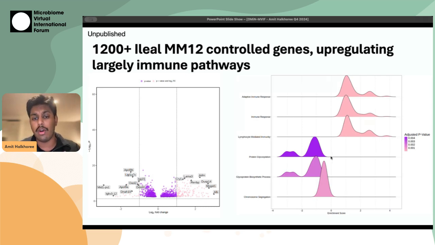And we saw that there were these glycoproteins, cell cycle type genes, which were not recovered from the germ-free phenotype. So again, really focusing on this immune subset.